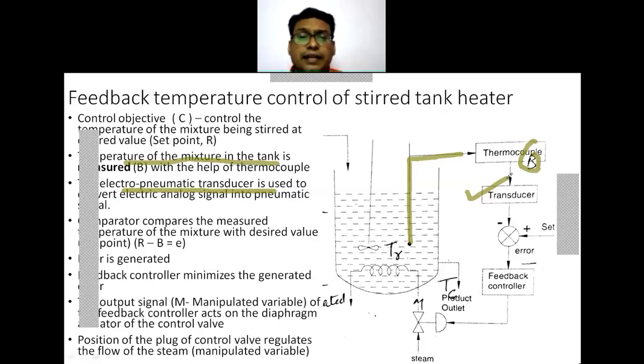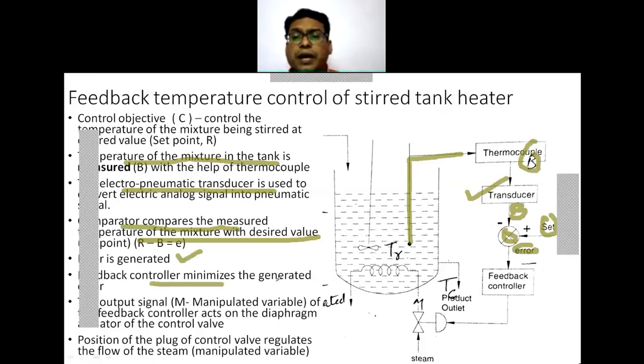Then the comparator compares the measured value with the desired value, or the set point. Here the measured value B and the set point value are compared by this comparator, and the error is generated. Then this feedback controller minimizes the generated error.